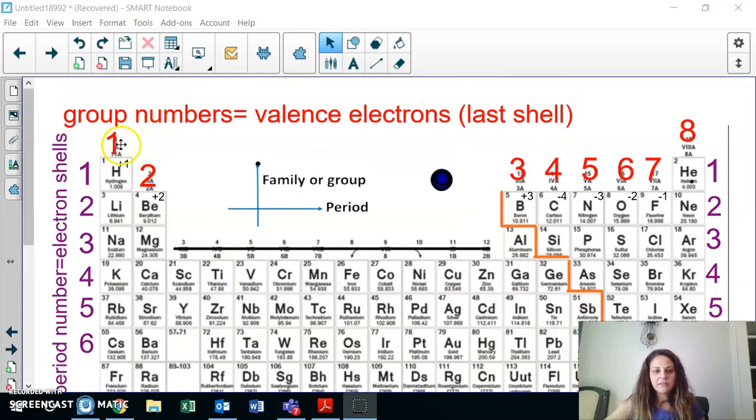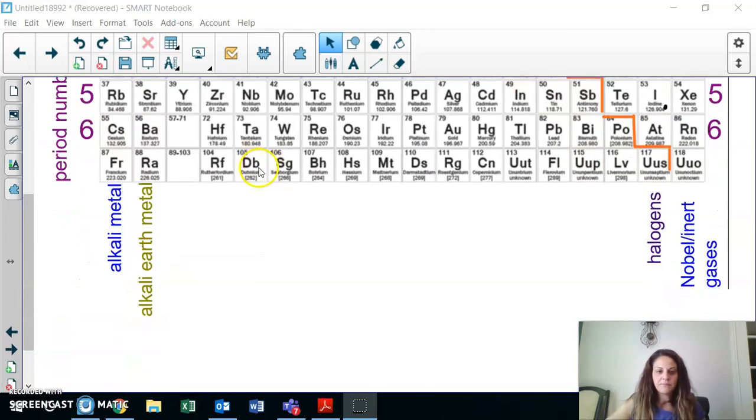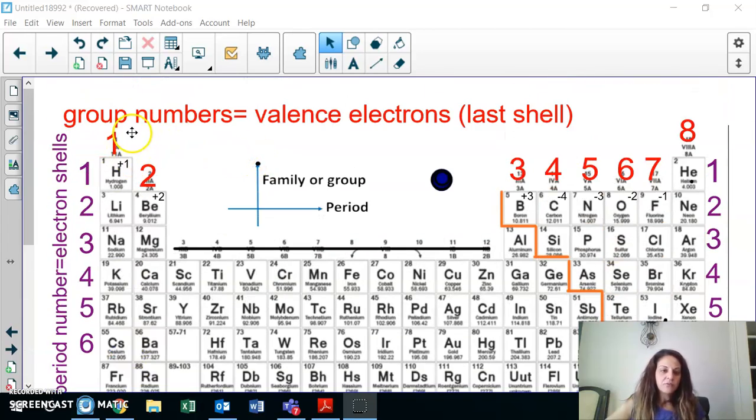First of all, we looked at the group A elements, which I wrote in numbers in red. So families number 1, 2, then we skip the middle, the transitional metals, 3, 4, 5, 6, 7, 8. And these represent valence electrons, or if you like, the electrons on the last energy level in an atom. Okay. Another thing we looked at was the numbers on the side represent period numbers.